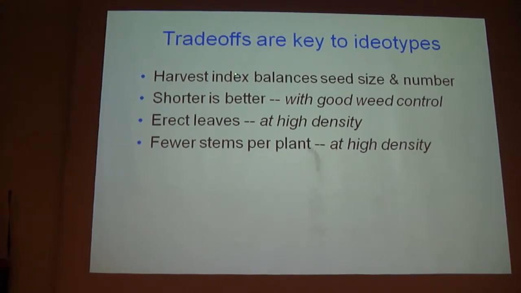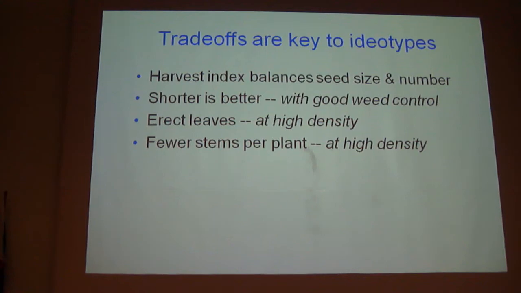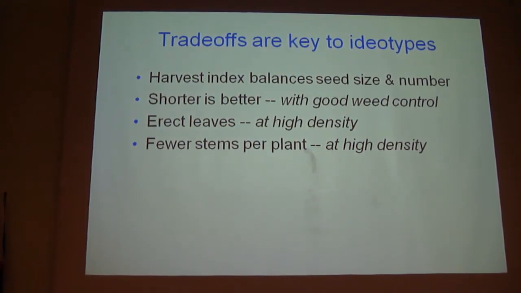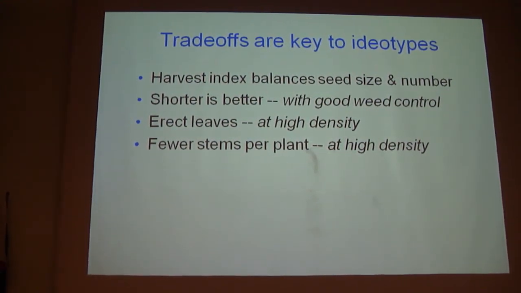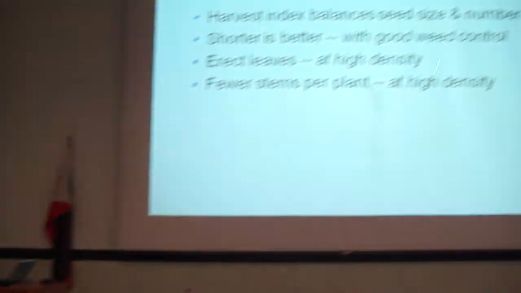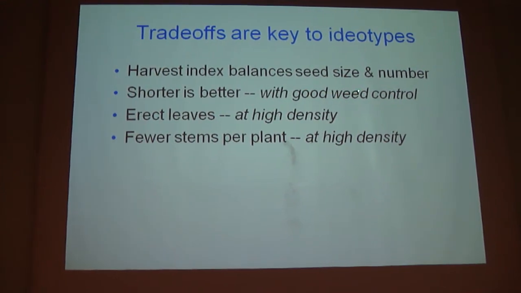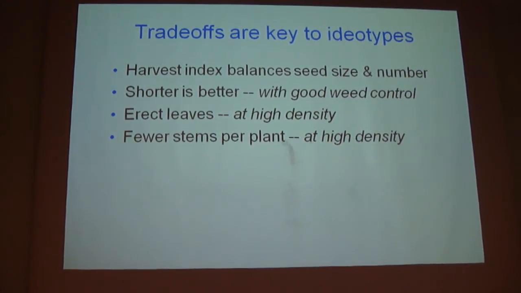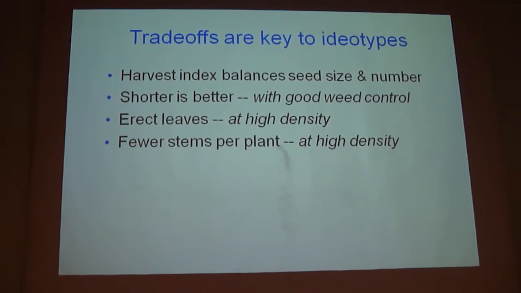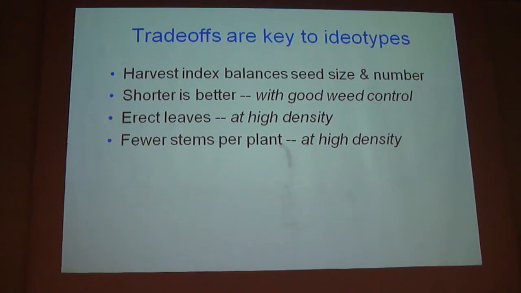But it does look like what I've showed today that harvest index is a superior trait to seed weight or some component of harvest index in terms of predicted yield. But then we start getting into what's better under what kinds of conditions. The data that I showed suggests that shorter is better, but certainly that would depend on having good weed control. Otherwise, shorter would be worse.